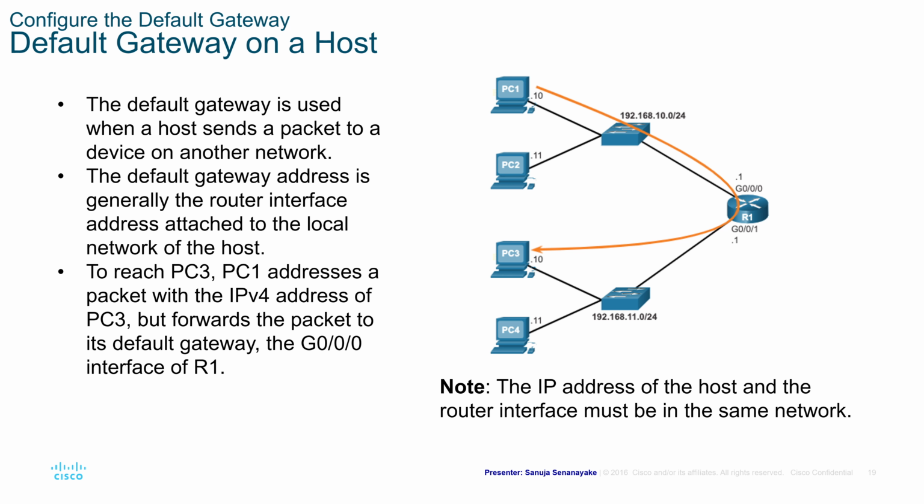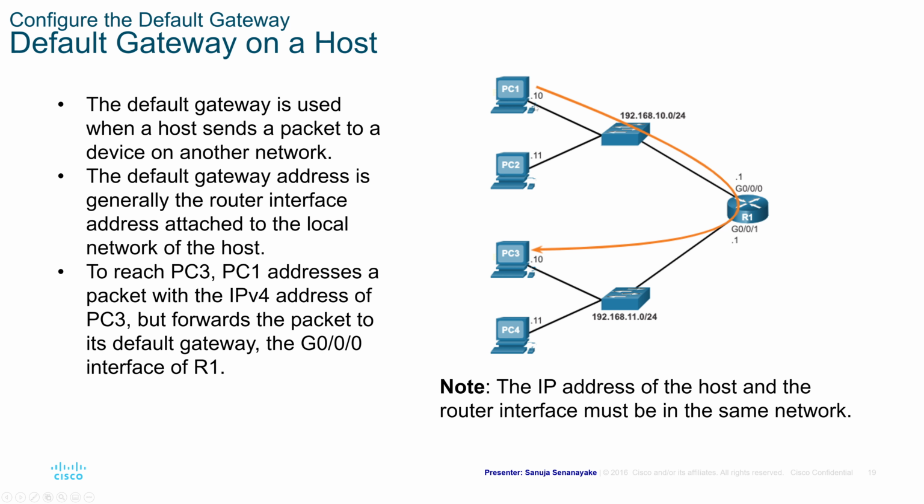To reach PC3, PC1 addresses a packet with the IPv4 address of PC3 but forwards the packet to its default gateway. In this case, it is the G0/0 interface of R1. So if you look at the right-hand side diagram, that's what this is referring to. PC3 needs to be reached by this device, which is PC1.